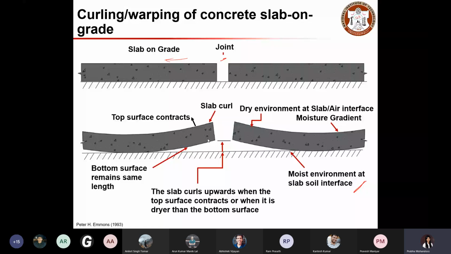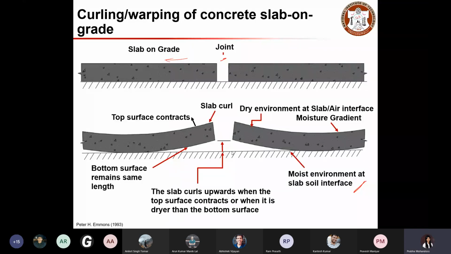Whereas in some cases, when you have solar exposure, the top surface will get heated. In such cases, what happens? Your top surface tries to expand, and your bottom tries to deform in such a way that instead of this type of curling upward, you may observe a curl downward reaction. So that is the case when you have a temperature variation.